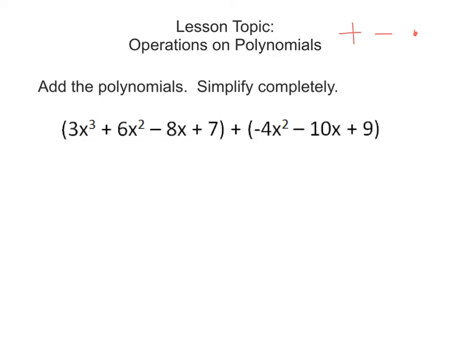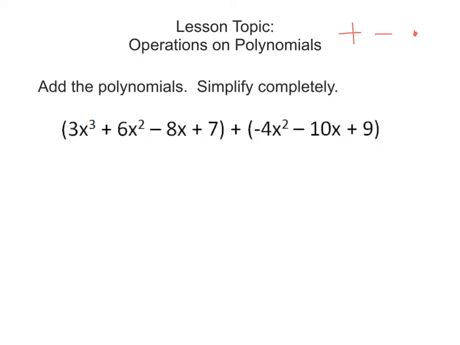What you see is a polynomial of 4 terms right here. This is a 4-term polynomial. We have 3x to the third, plus 6x squared minus 8x plus 7. And we're going to add that to another polynomial, which is negative 4x squared minus 10x plus 9. When we add polynomials, really all we need to do is combine like terms. And in fact, because this is addition, we don't even need the parentheses.